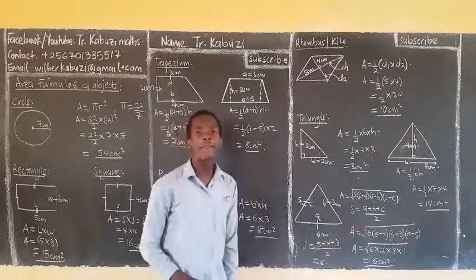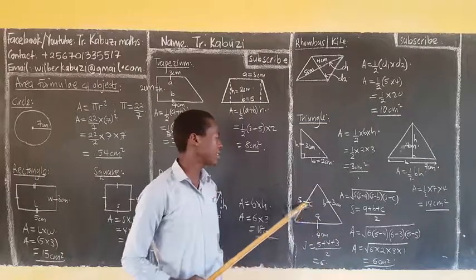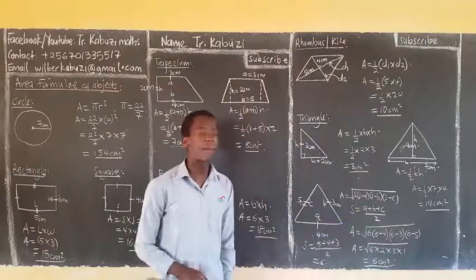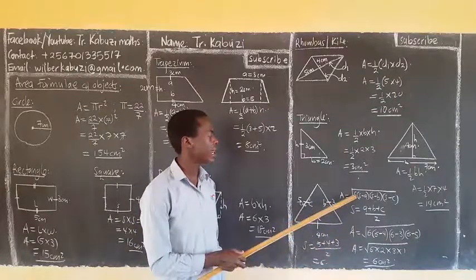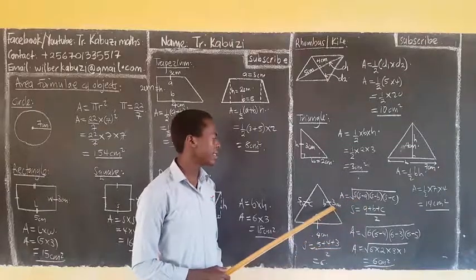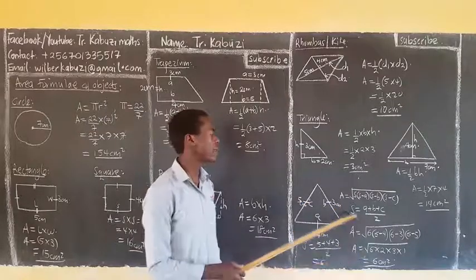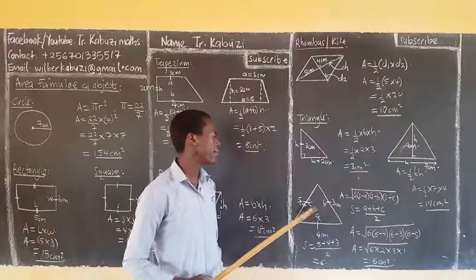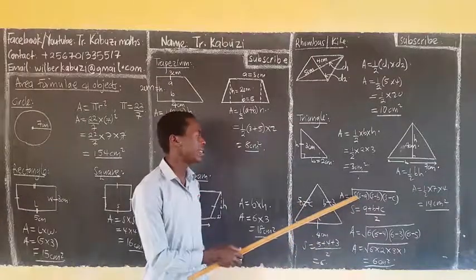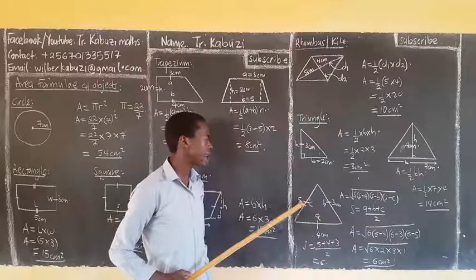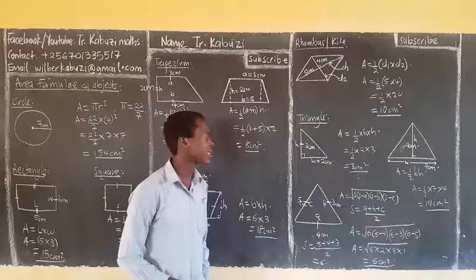Now, when they give us only the sides, they give us this side, this side, and that side, here we use this formula. If this is A, B, C, what we do is we get S. How do we get S? S is half the sum of all the three sides. So we get S by summing A plus B plus C, then dividing by 2. So if they give me this as 4, 3, 5, I start by getting this S. So I add this side plus this. When I add them, I get 12, divided by 2, I get 6.